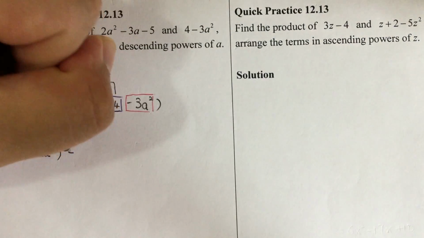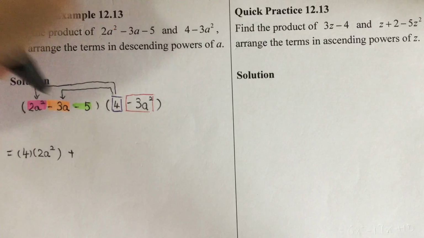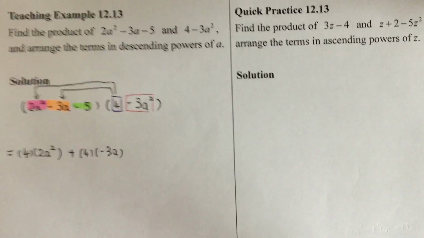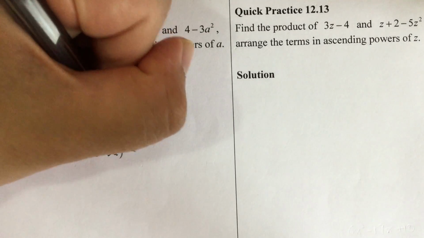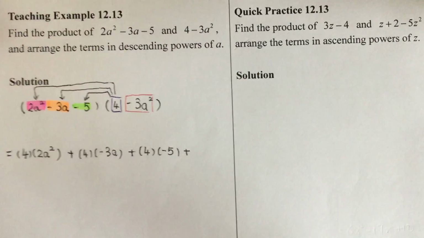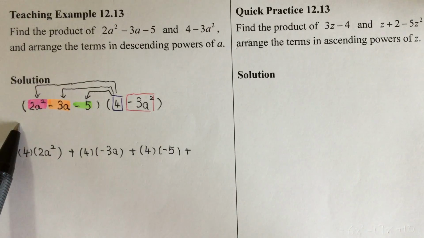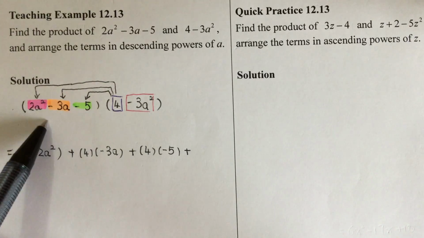The second one, plus, once again, I will use the 4 times negative 3a. So 4 times negative 3a. The third one, I will use the 4 times negative 5. 4 times negative 5. So we use the 4 times everything for this one. And then what we do is that we use the negative 3a squared times these 3 once again.